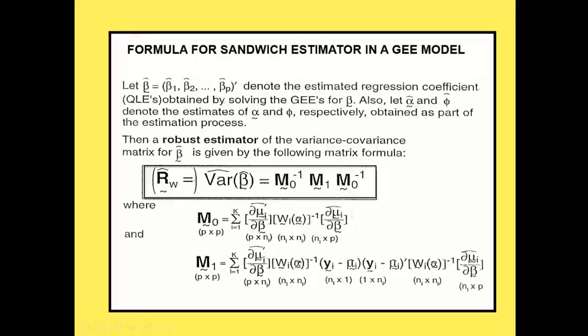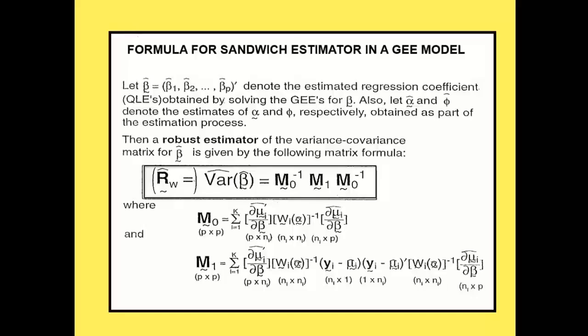Now, if you look at the formulas for M0 and M1, I've written them down over here. This is the formula for M0, and this is the formula for M1, and in order to get the sandwich estimate, you have to take the inverse of M0. Now, just look at this for a second without getting all upset with me because I'm showing it to you, okay?